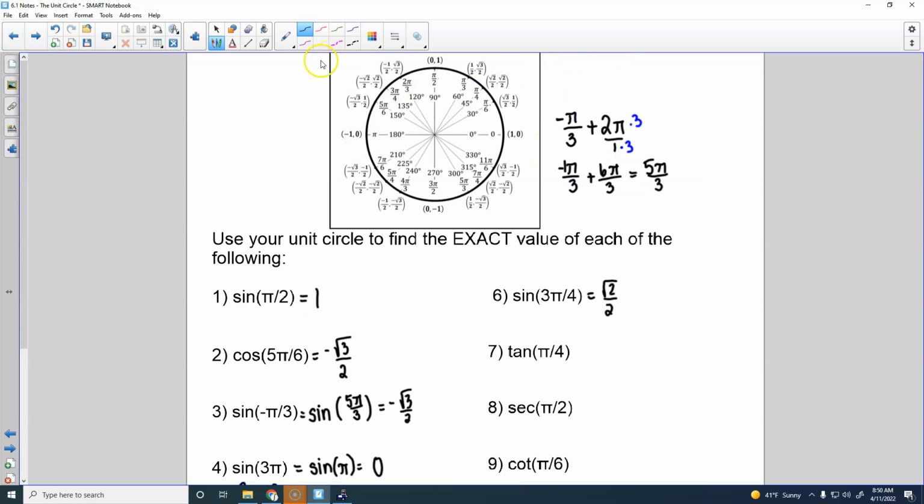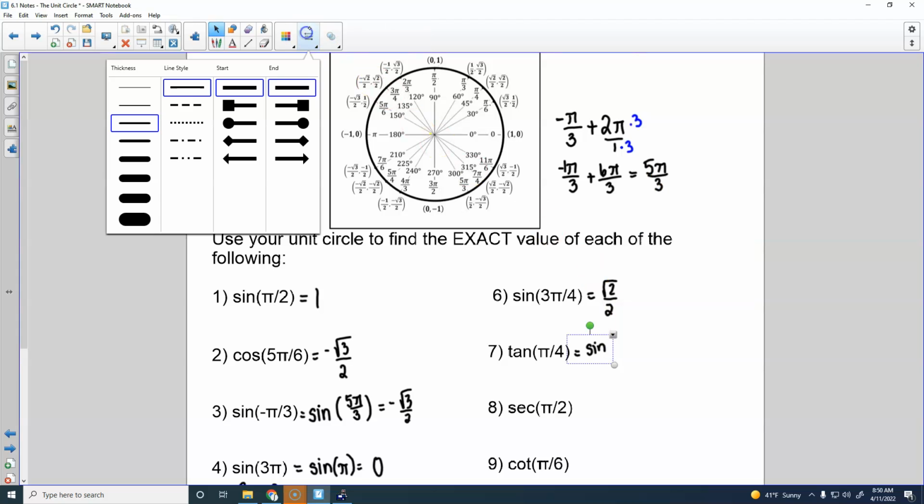All right, so I backed up there. So if I want to know tangent of pi over 4, tangent is not on my unit circle. I can't find the value of tangent just by looking at my unit circle, but I can figure it out. Because tangent of pi over 4 equals sine of pi over 4.